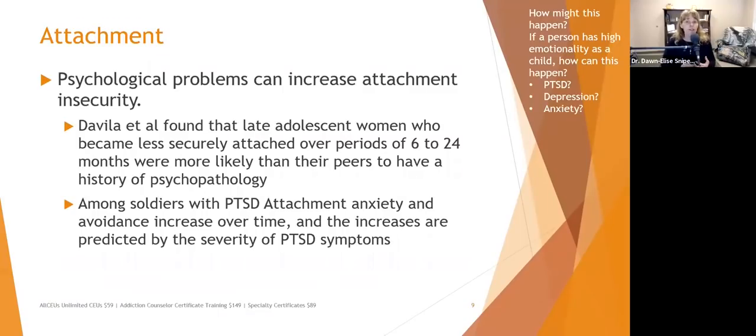Another study found that among soldiers with PTSD, attachment anxiety and avoidance increase over time, and the increases are predicted by the severity of PTSD symptoms. So think about all the symptoms of PTSD: avoidance, emotional numbing, distancing, flashbacks, hypervigilance. It can be exhausting to be around others, and they may fear bad things happening to those who love them. They may feel ineffective in relationships because they're having difficulty managing their own feelings.